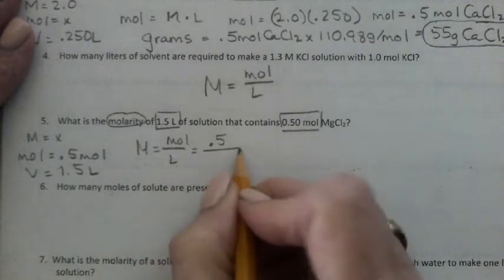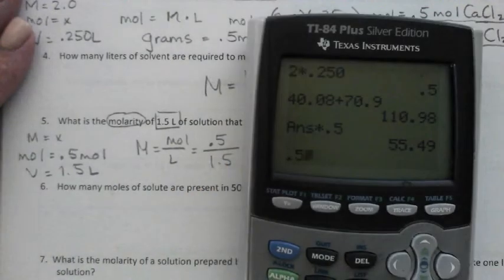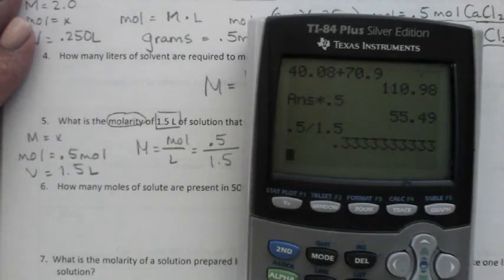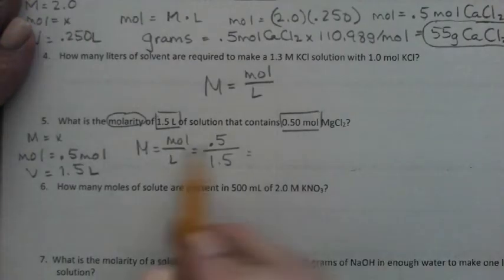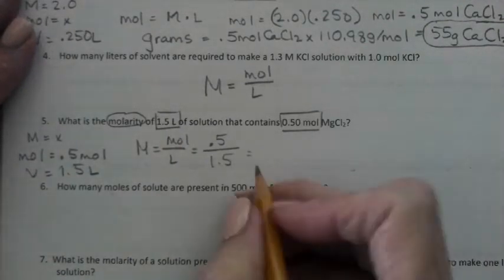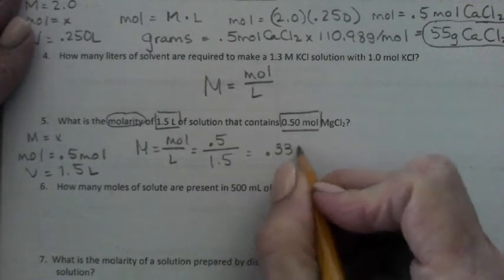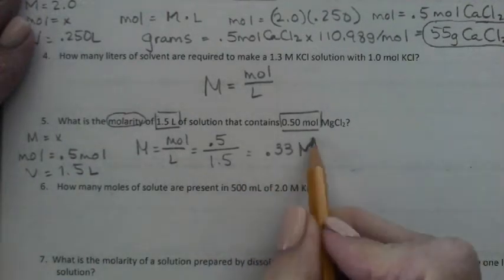If molarity is equal to moles per liter, I plug in my numbers for my variables. 0.5 divided by 1.5 gives me 0.333333. And how many sig figs can I have? Yep, I can have 2. So my final answer is going to be 0.33 molar. There we go.